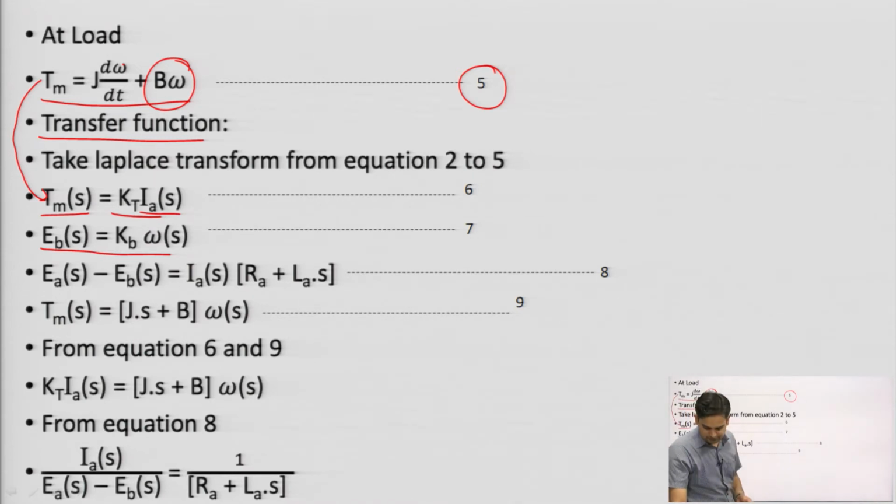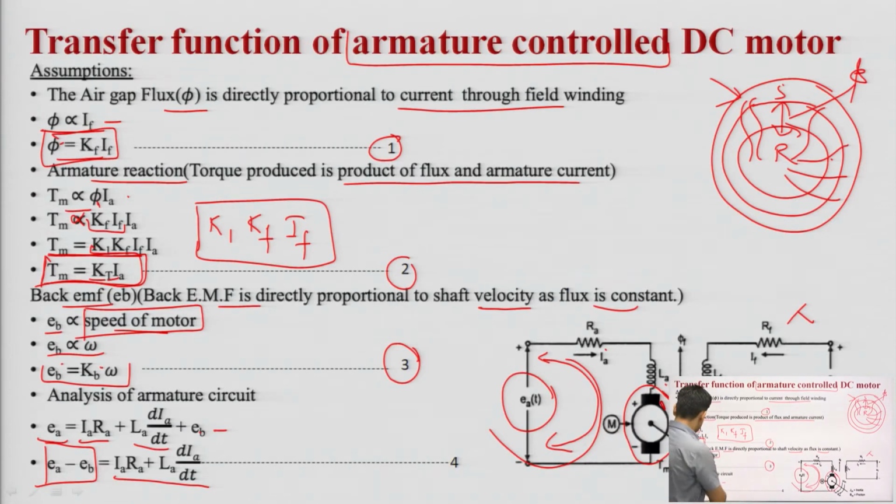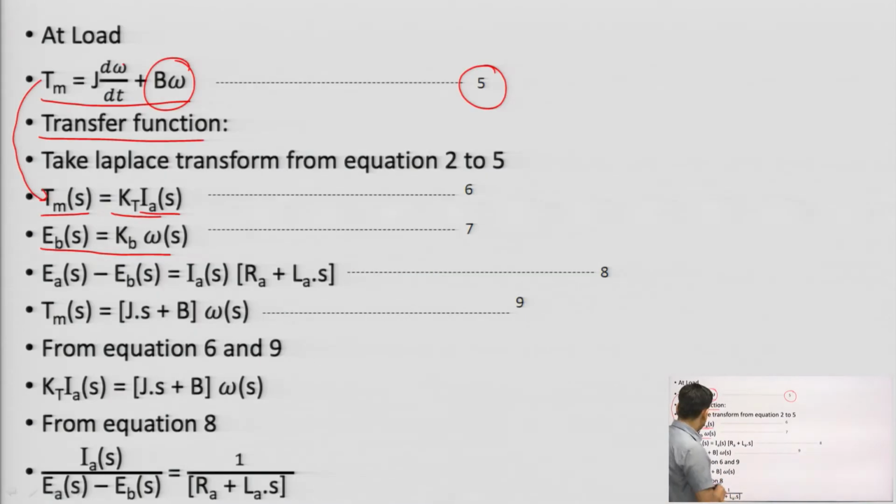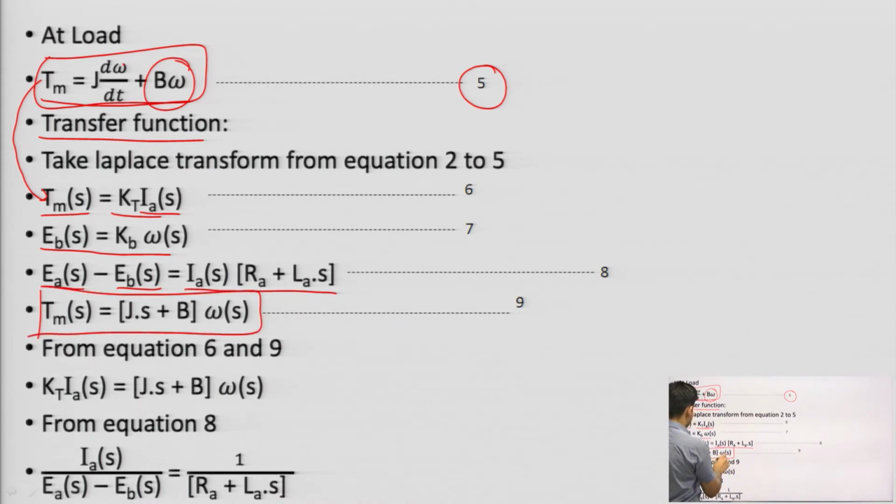Now, the previous equation is E a minus E b given by this expression. In Laplace transform, it is given as E a of s minus E b of s equal to this expression. And the motor torque that you had seen here, present at the load, would be given by T m of s equal to J s plus b times omega of s. So this d omega by dt is replaced by this s term.